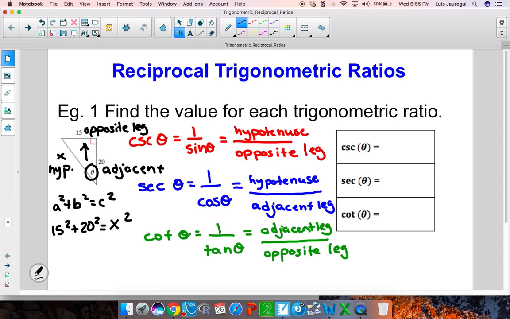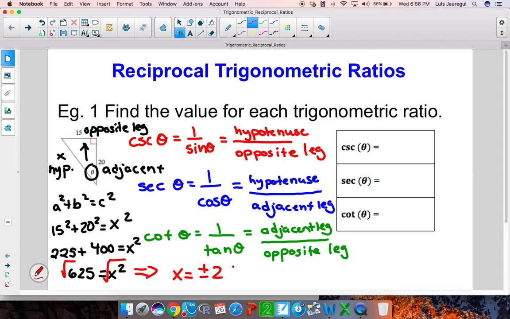So 15 squared, so we said is 15 times 15, will give you 225, plus the 20 squared, which is 400, and all of that is equal to x squared. That will give you 625 is equal to x squared once you combine those two numbers. Okay, and in order for us to get the value for x, we take the square root, because the square root will undo the square. And that will give us that the value for x is simply plus or minus 25. Now, in this case, we're dealing with lengths. Therefore, we take the positive root. So x will be 25, okay?